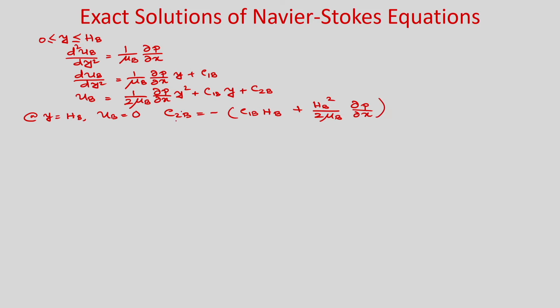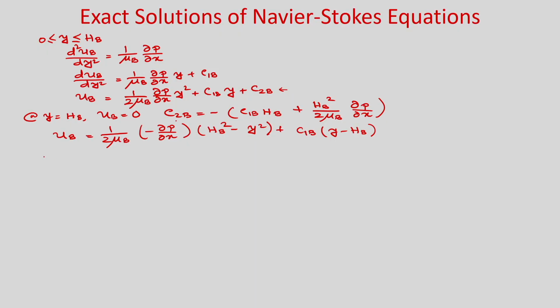And if you put this expression in this velocity distribution, then you can write u b is equal to 1 by twice mu b into minus del p by del x into h b square minus y square plus c 1 b into y minus h b. Now, we need two boundary conditions. For this we will use the interface conditions. So, at interface you know that velocity is continuous as well as shear stress is continuous. So, from these two conditions we will be able to find these two constants.